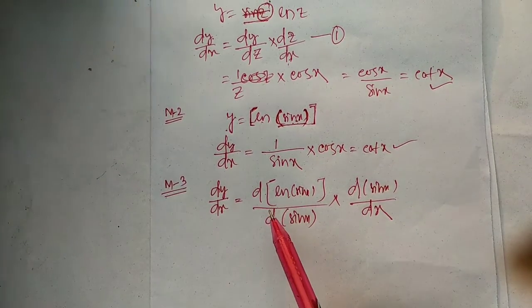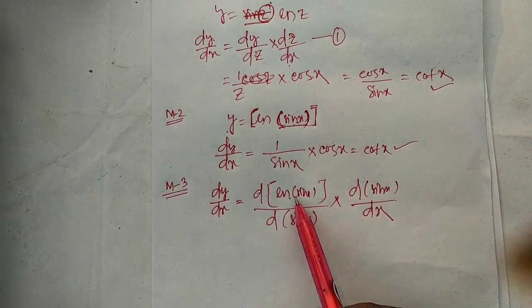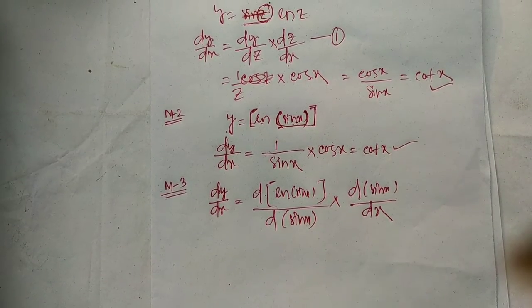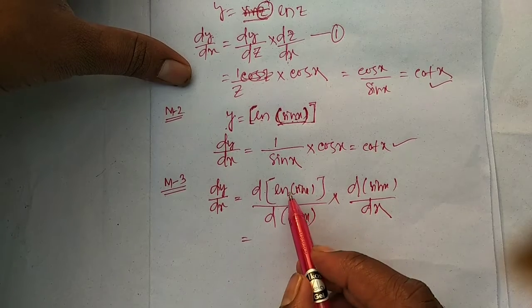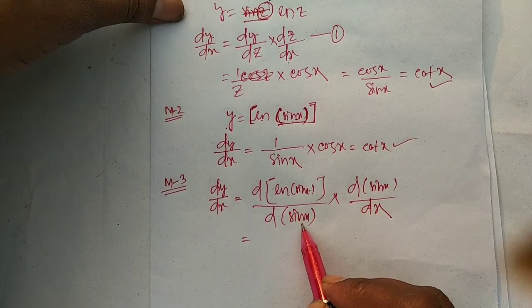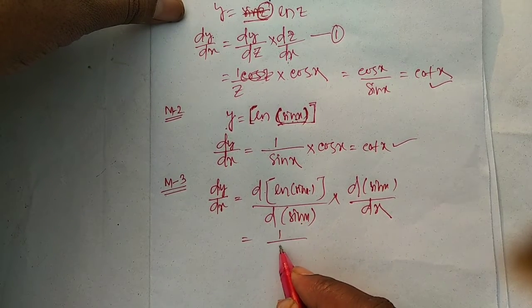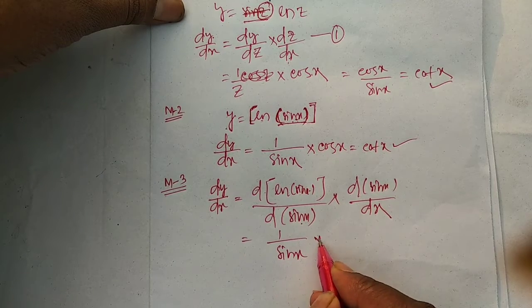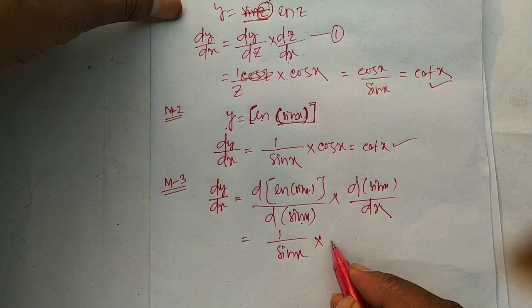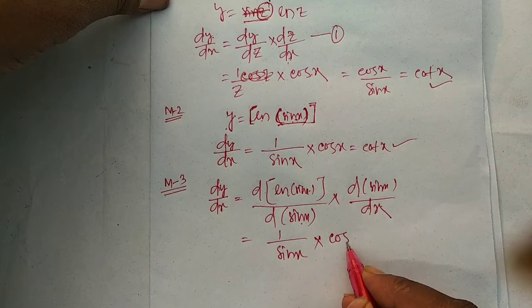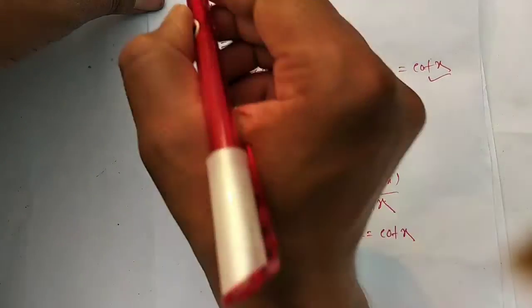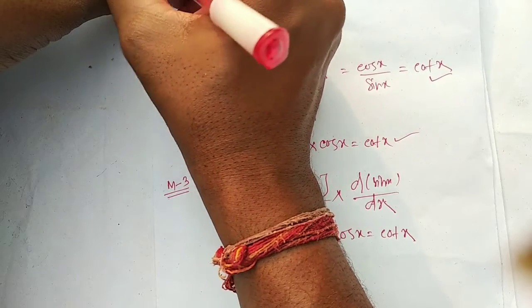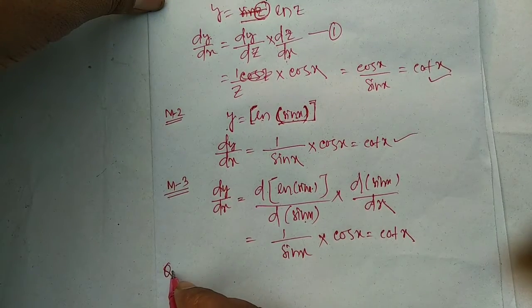Our target is to obtain the derivative of ln sin x with respect to x, and this will be equal to the derivative of ln sin x with respect to sin x, which is 1 by sin x, times the derivative of sin x with respect to x, which is cos x. So the answer is cos x. Which method is suitable for you? Go for that method.